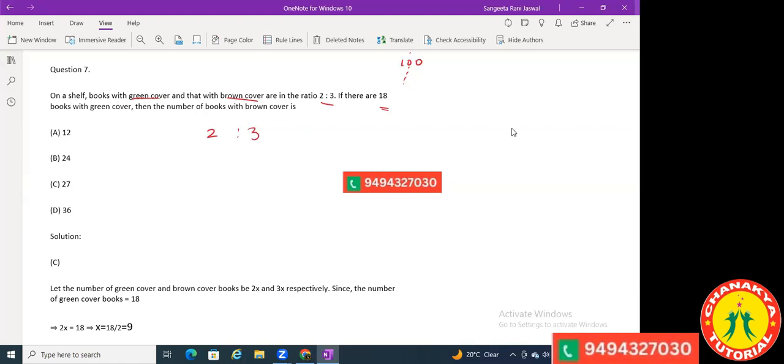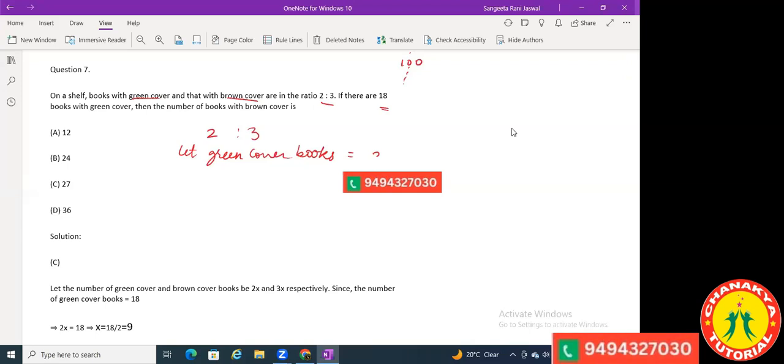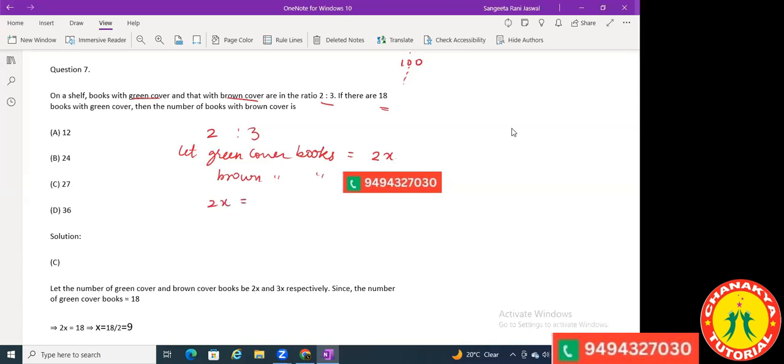Now, what will you do here? Let green cover books be 2x and brown cover books be 3x. Now green cover books are given to be 18. It's already given in the question. So that means here my x will be 18 divided by 2, which is equal to 9. And now I have got this value of x.